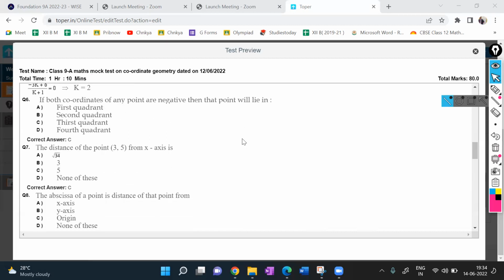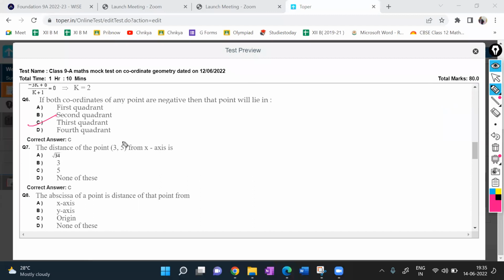Next question. Both coordinates of any point are negative. Then the point will be lying in what? Third quadrant. Very simple.